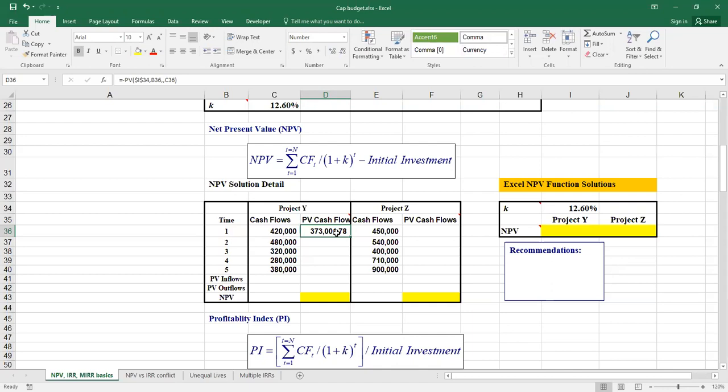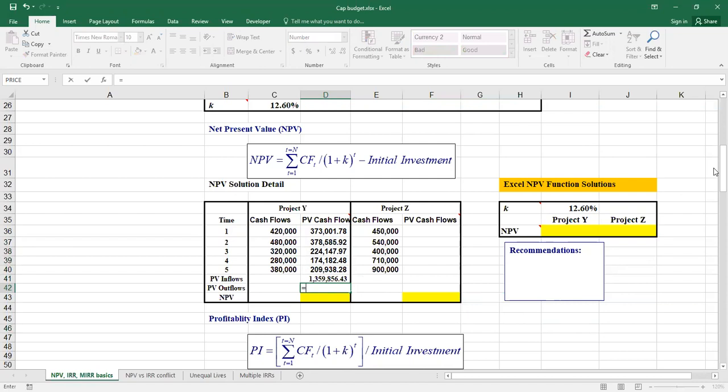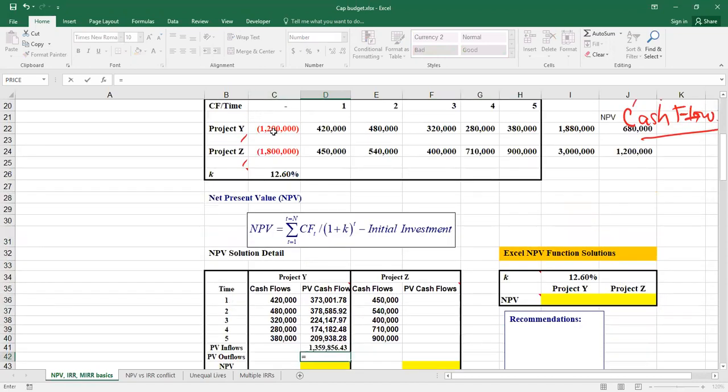Okay, so ito yung present value ng cash flow natin. So now we can add this. We can add this kasi naka-present value na siya lahat, no? So if I add everything there. Tapos ano yung initial investment natin? Our initial investment is 1.2. Yan.